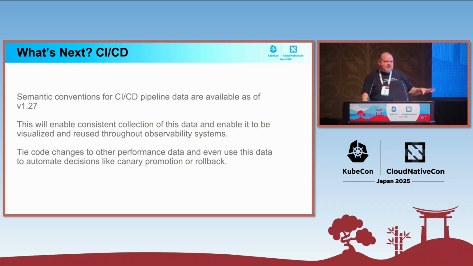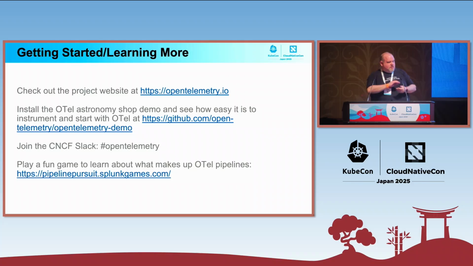Also, CI/CD support is here. Semantic conventions for CI/CD landed in version 1.27. This lets you collect that CI/CD data consistently, and it lets you tie code changes to other performance data, right? And you can use that to automate decisions like promotion to canary or rolling back.